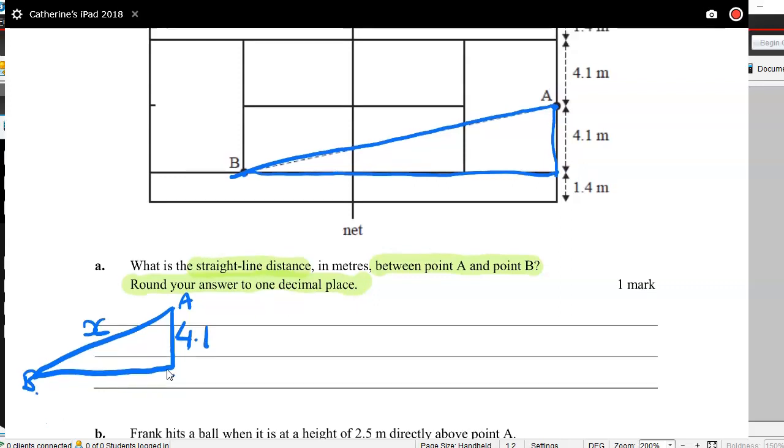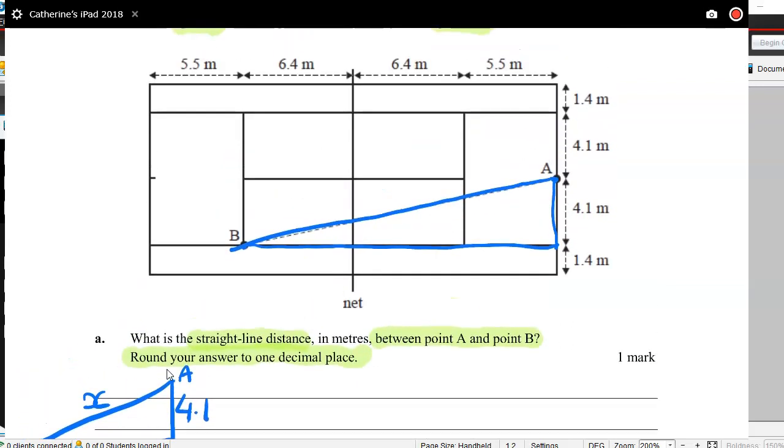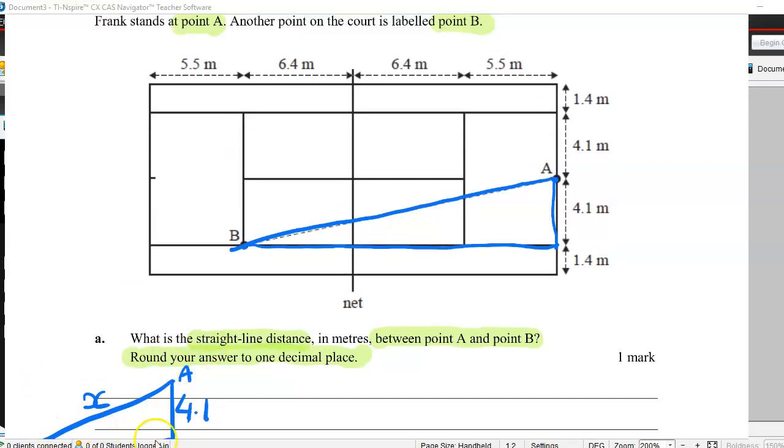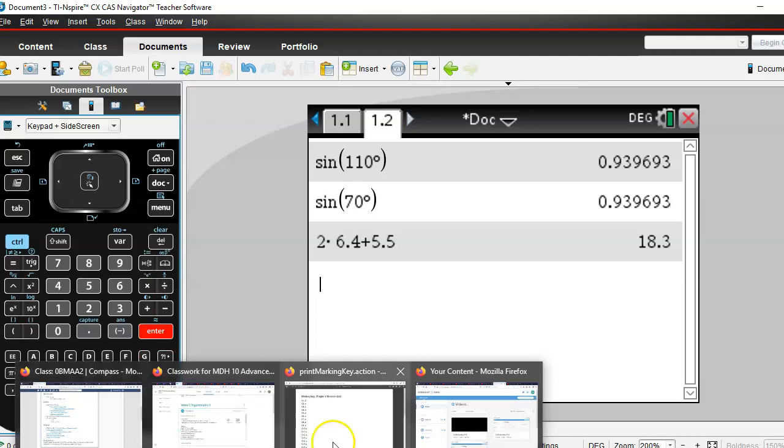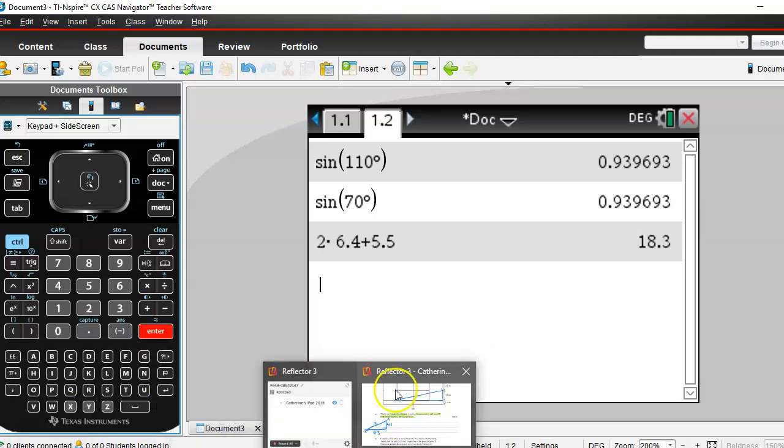That distance is 2 logs of 6.4 plus 5.5. Let's bring out my CAS. 4 plus 5.5, so that's 18.3 meters. Okay, so what do we see there?